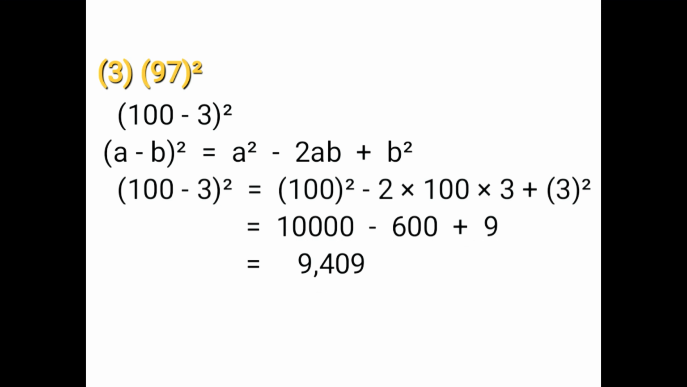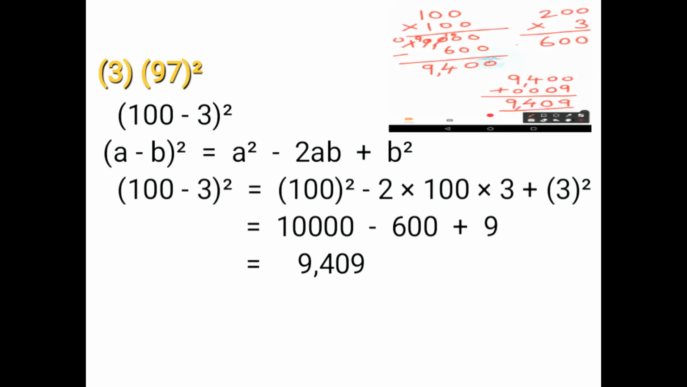You can check it. I have done it here. 10,000 minus 600, I am getting 9,400. You have to do the subtraction properly. And then 9,400 plus 9 I have done here. The answer is 9,409. First you always have to solve any two numbers. After solving any two numbers and getting the answer, then you have to solve the third number. Okay, always remember that.